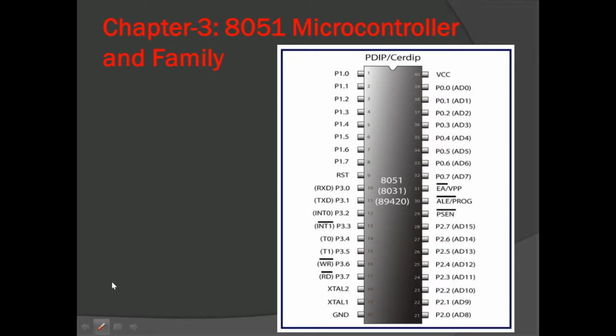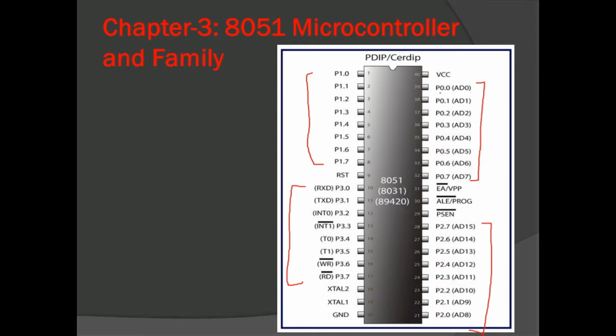So let me indicate the ports for you. This is port 0. This is my port 1. This is my port 2 and this is my port 3. You see, only port 1 is a dedicated GPIO, that is general purpose input output pins, while all the other ports, that is port 0, port 2 and port 3, are multiplex ports. What we mean by multiplex is that the same pin can be configured for different functions.